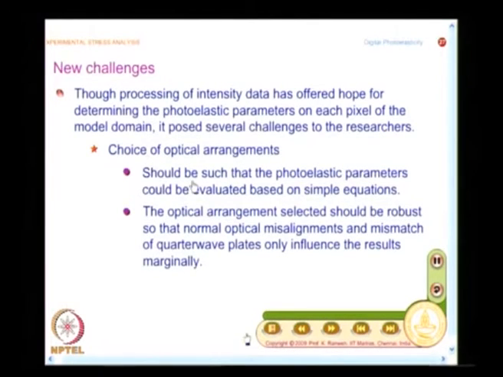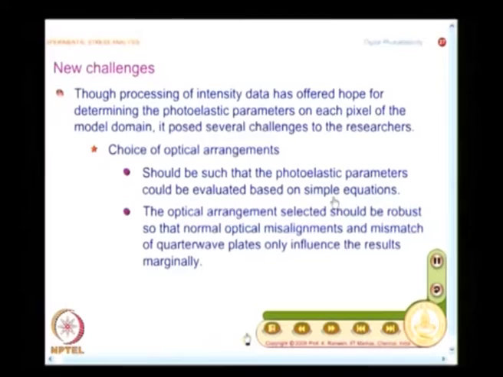The choice should be such that the photoelastic parameters could be evaluated based on simple equations. In fact, if you look at the digital photoelasticity literature, there was euphoria. People started coining new optical arrangements, and the focus was to evaluate delta and theta, and they got equations which look very complex, because these are all inverse trigonometric functions. They are multi-valued, and identifying the correct value was a challenge. So, people had full freedom to develop different types of optical arrangements. That is how the whole field started.